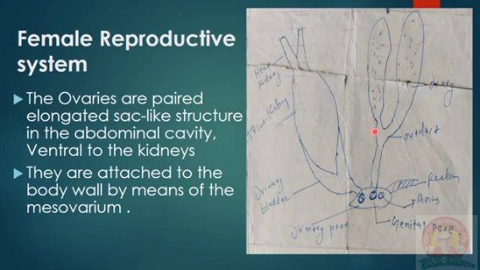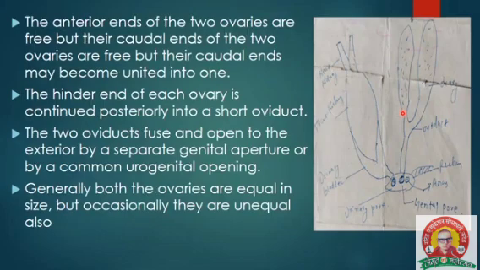They are attached to the body wall by means of mesovarium. The anterior ends of the two ovaries, on the right-hand side, I am marking with the red ball, are free, but the caudal ends may become united into one. Free in the anterior side, but in the posterior side they are united.